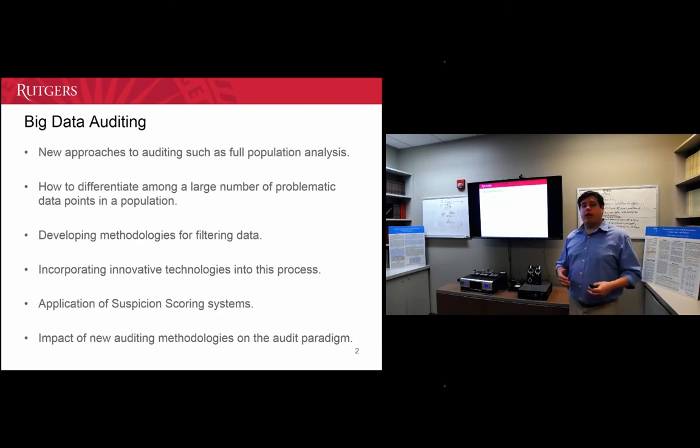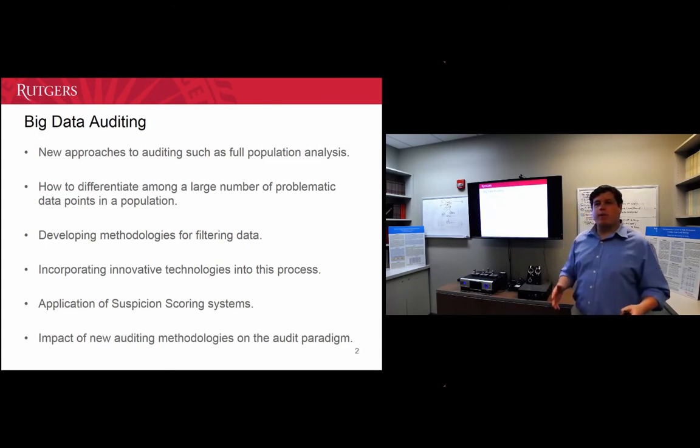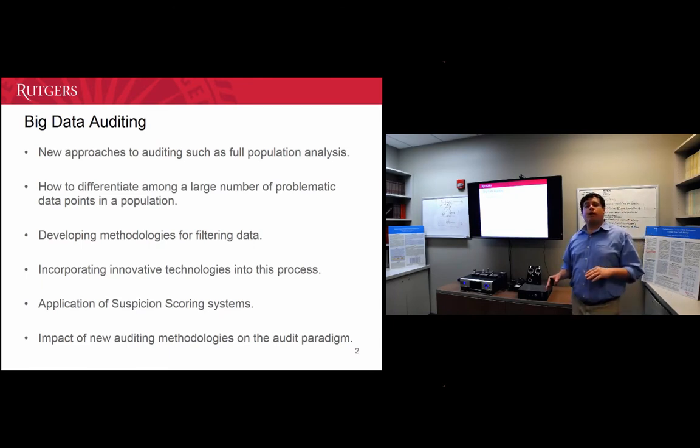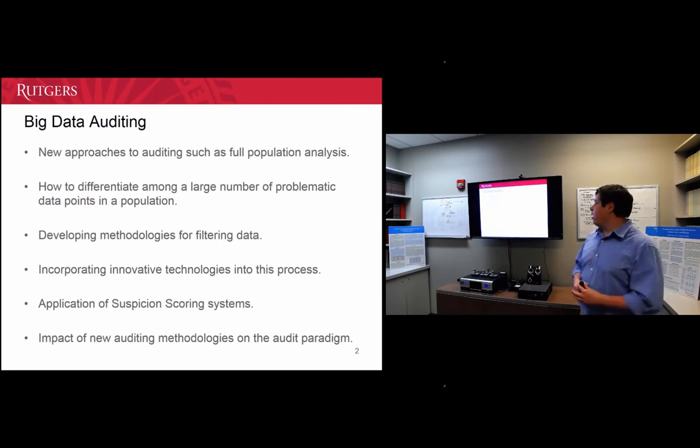And once you get past examining the full population of data, especially with these large samples, the next problem that we start to examine is how do you differentiate amongst the large number of problematic outliers that you may find. Because when you're considering a population of 1 billion, you may have several thousand problematic outliers. So we developed different methodologies for filtering this data, and we also have started to incorporate new and innovative technologies into this process. Things like text mining and cluster analysis that may not have been considered staples of auditing in the past that now may be more incorporated into the way that companies are audited.